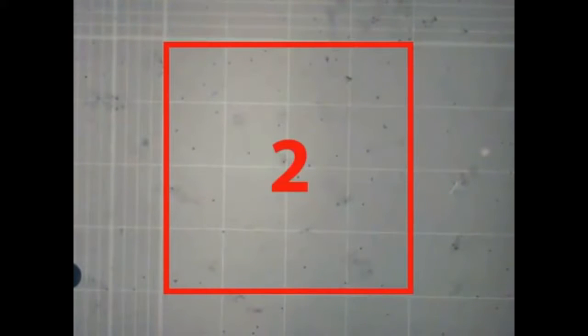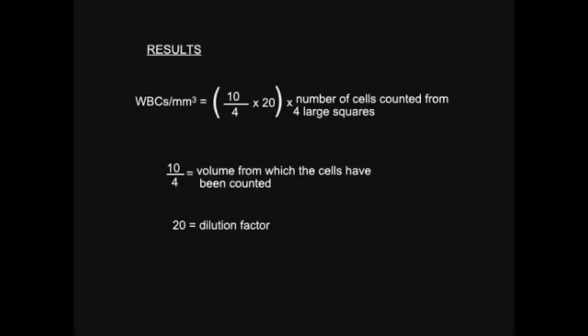Interpretation of results. White blood cells are counted from 4 large squares, and the white blood cell count per cubic millimeter of blood is estimated as shown.